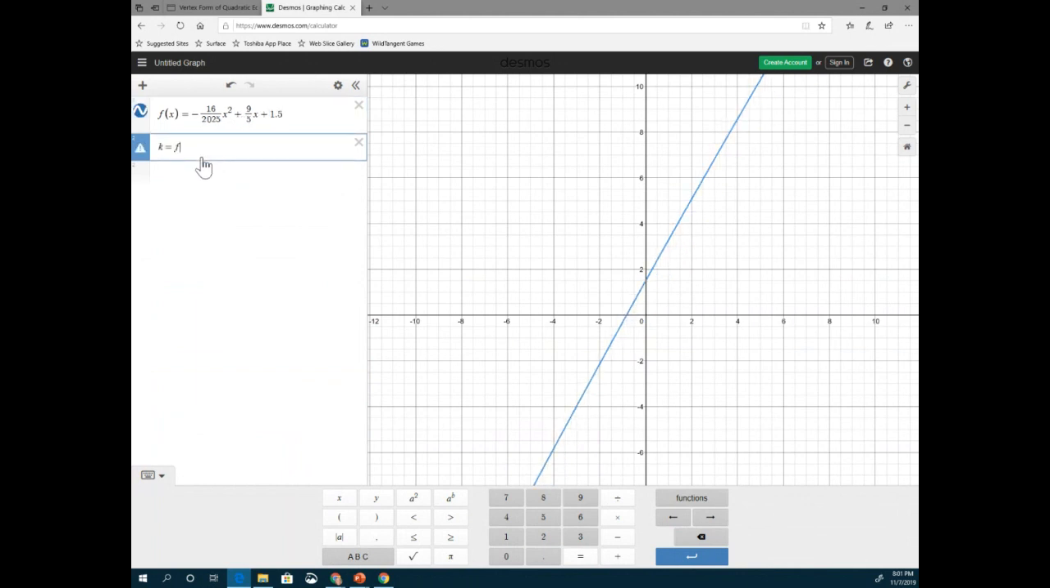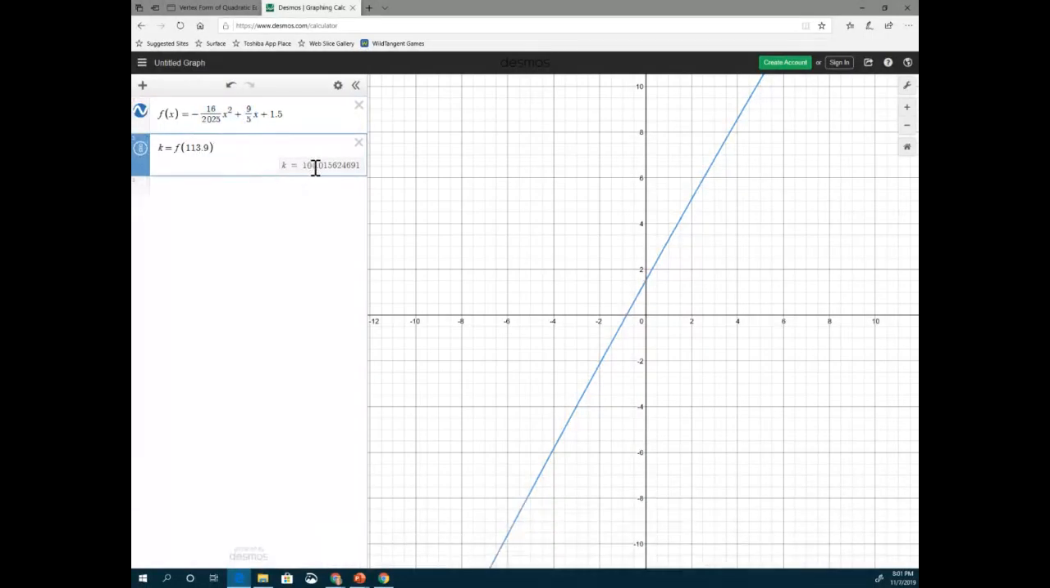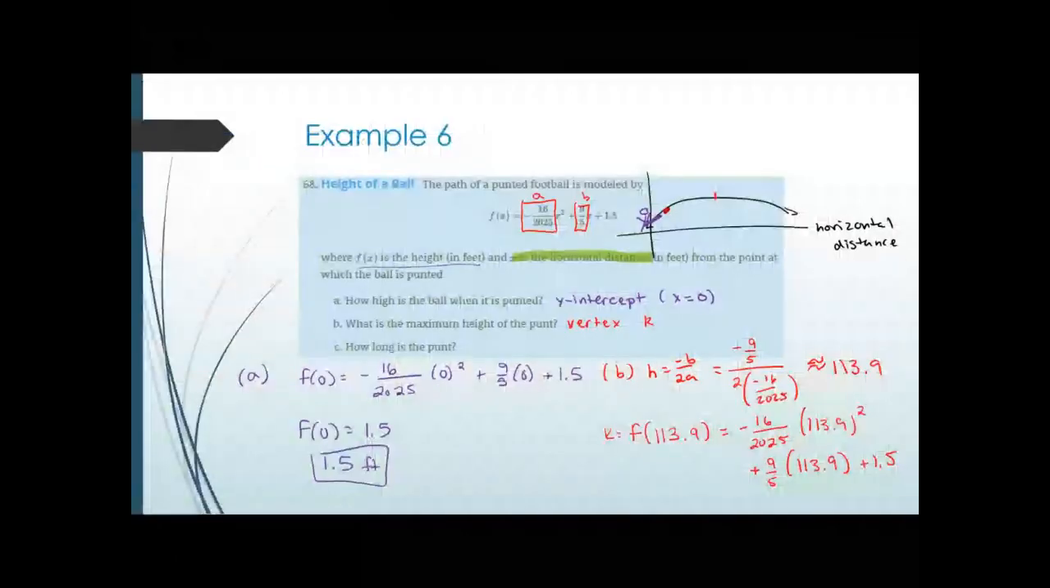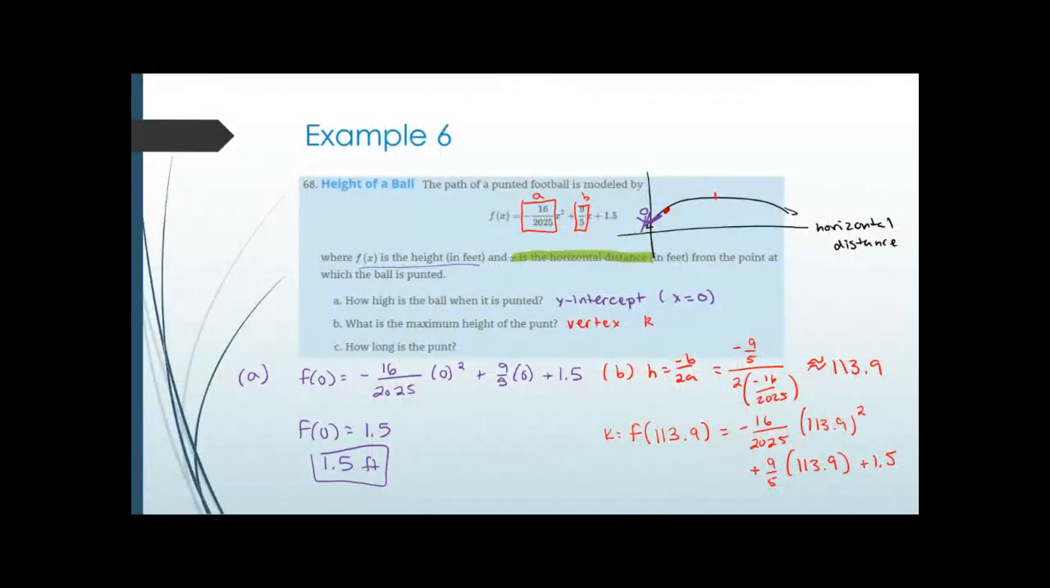I can find my k value, and this is the nice thing about Desmos, I can use this function notation, 113.9. Because I gave it the equation, it's plugging it in for me, so I know it's going to be about 104. So our maximum height is the k value. So this punt was about 104 feet high for the maximum height.